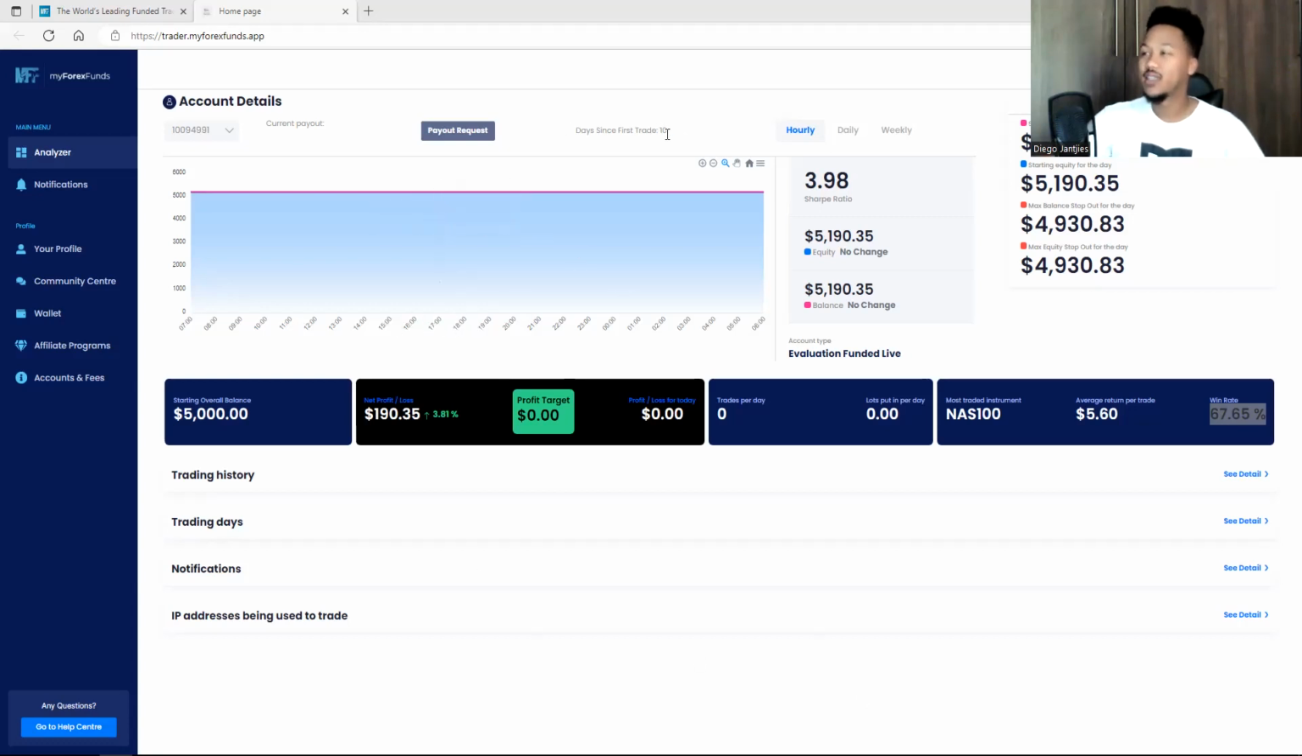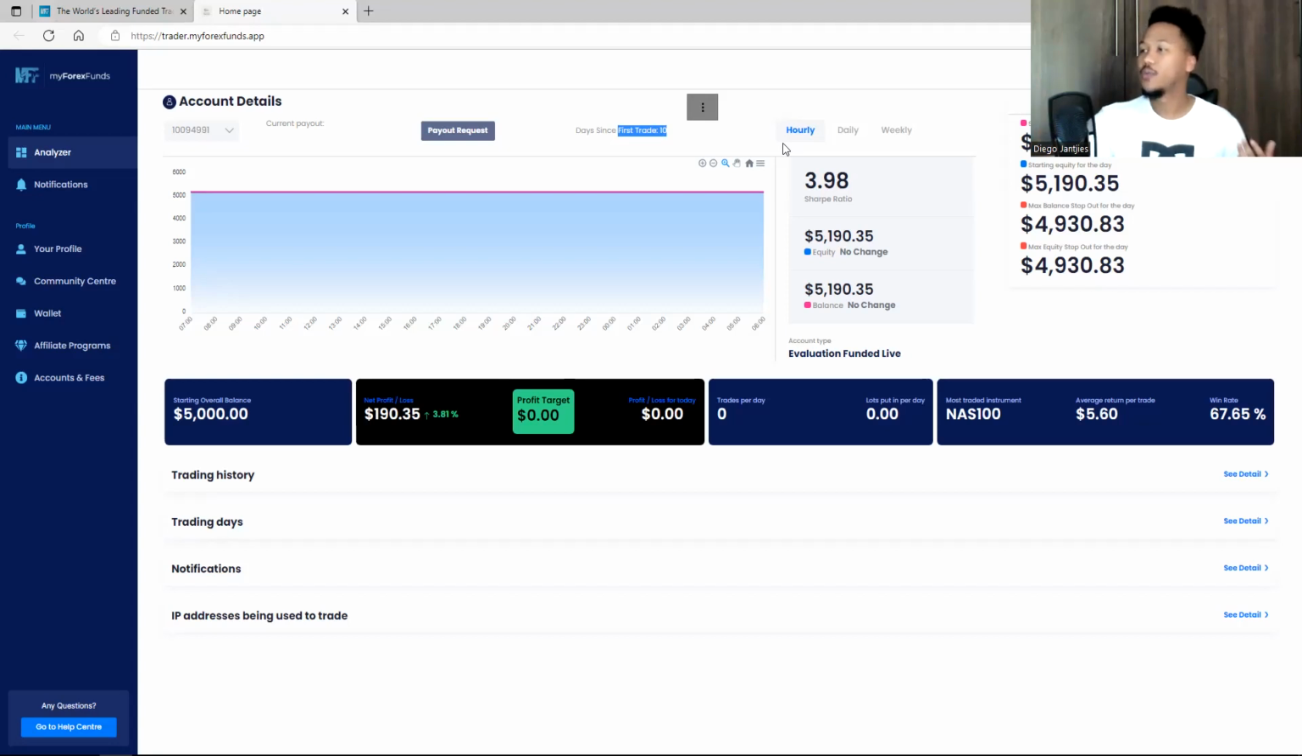Now, we can basically see that we are 10 days in from our first trade. So this simply means that it's not just 10 days in your live account. You need 10 active trading days before you can make your first withdrawal. The same with phase 1: you need 5 active trading days before you can go over to phase 2. You need 5 active trading days before you can get your live account as well. So on your live account, you need 10 active trading days before you can make your first withdrawal. So this simply means next week we will be able to make our first withdrawal on this account.